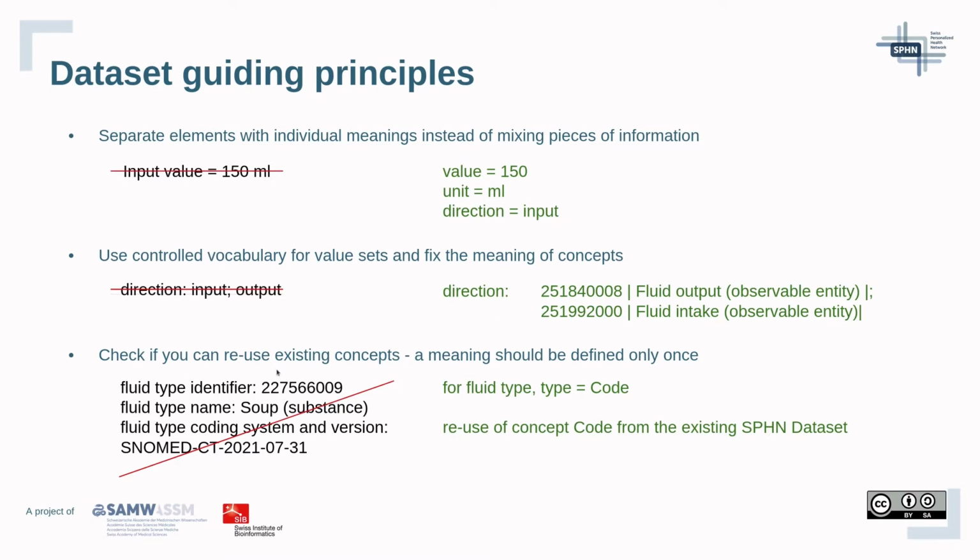So in the example of our fluid balance, we may have information about the fluid type identifier, a name for it, and a coding system and version where we found this information. So here you see it's SNOMED CT. But if you look carefully in the SPHN dataset, there is already a concept defined for that, which is the code. So you can simply reuse the existing SPHN concept in your project-specific dataset. So these are the three main guiding principles from the dataset to be followed when a new concept is being defined in a project.